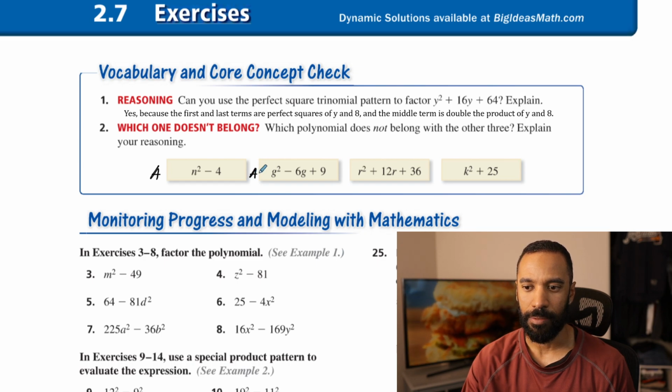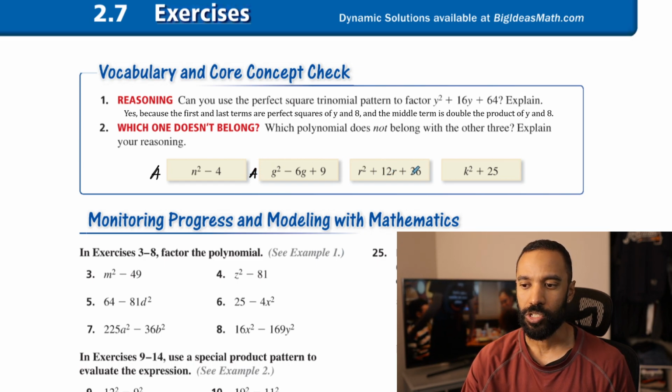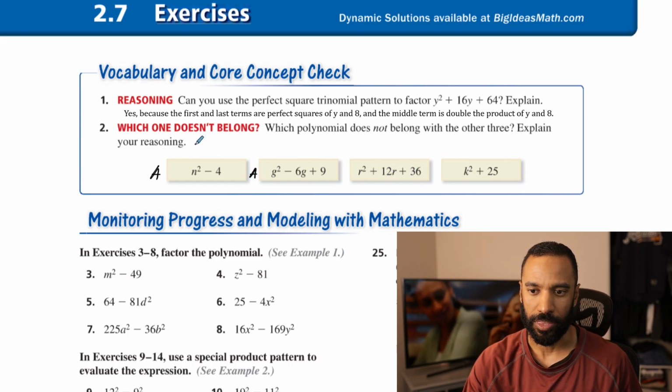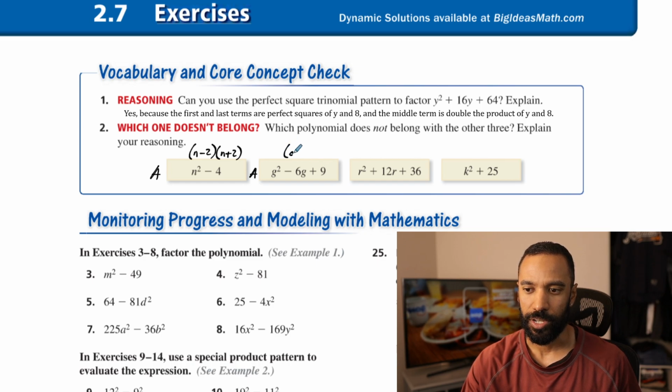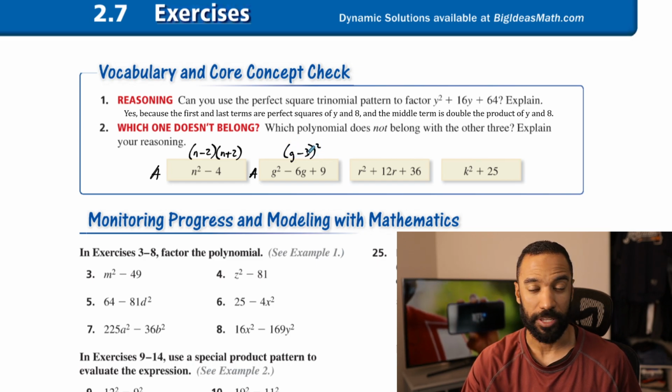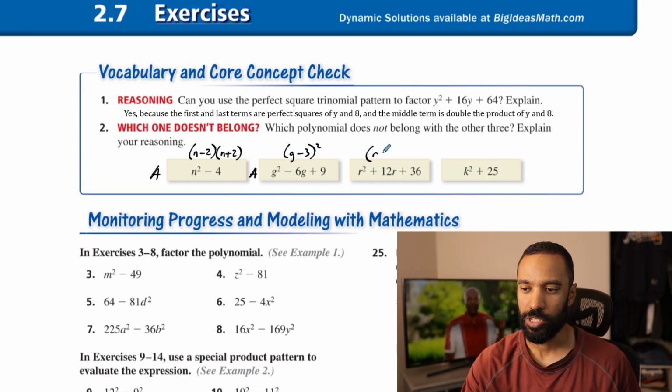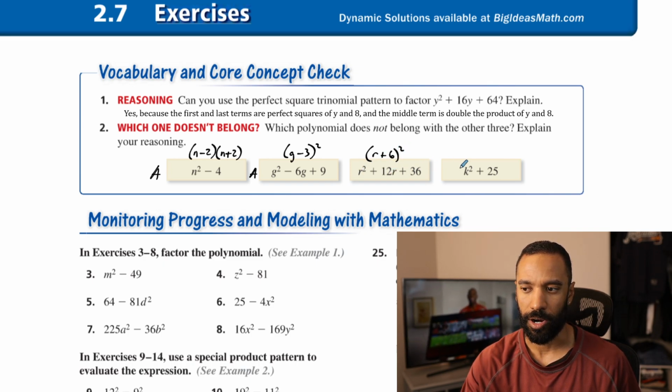It looks like it's an A because it's a special case. This is also a special case, so let me write those. This would factor into n minus 2 times n plus 2. This would factor into g minus 3 quantity squared, basically special cases. This factors into r plus 6 quantity squared. This is r squared, this is 6 squared, and double r times 6.